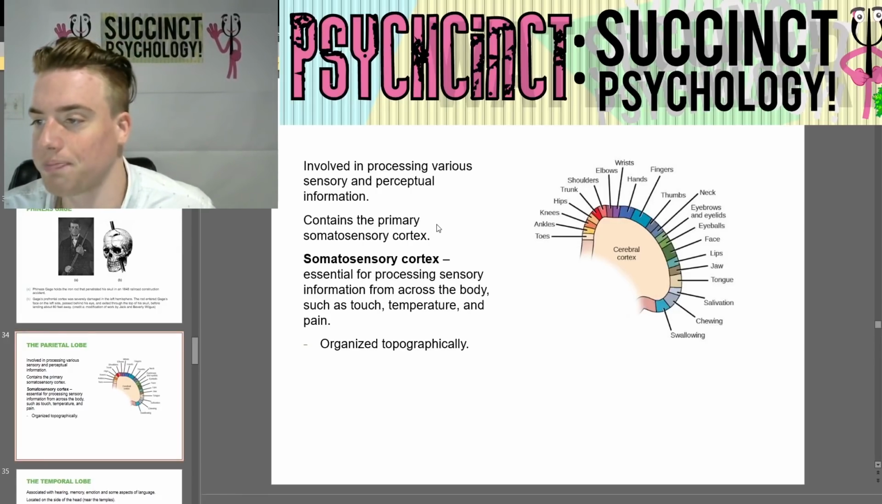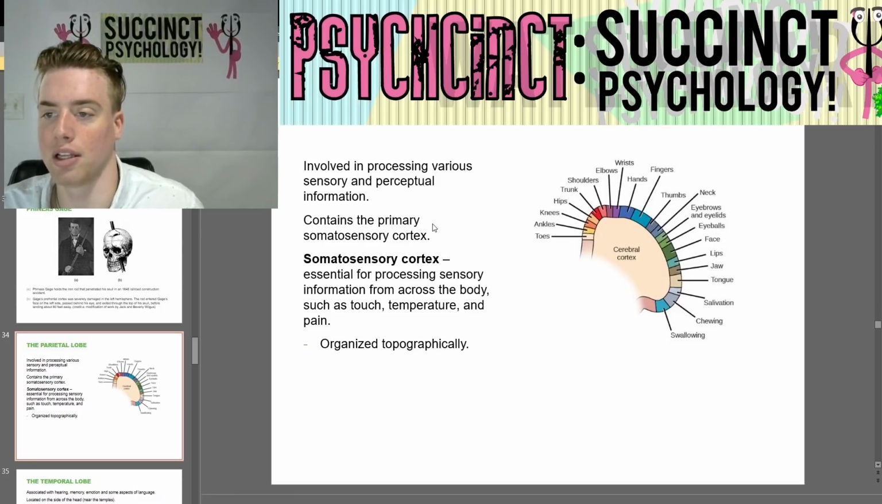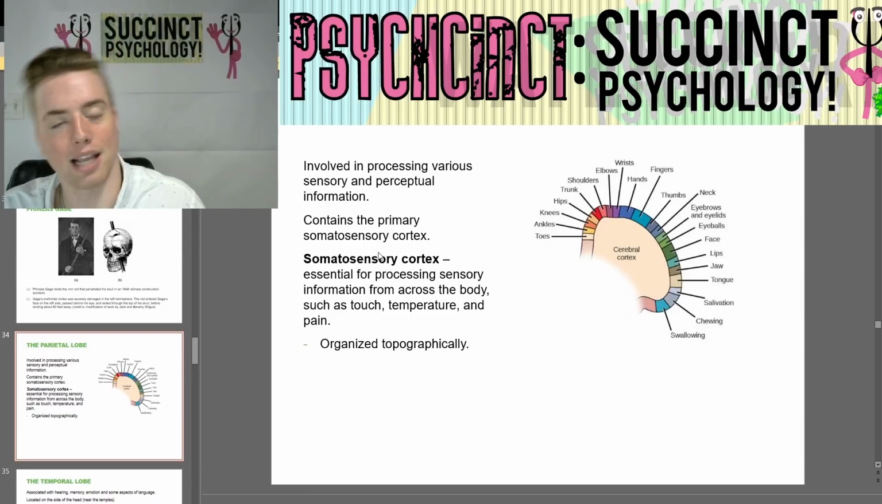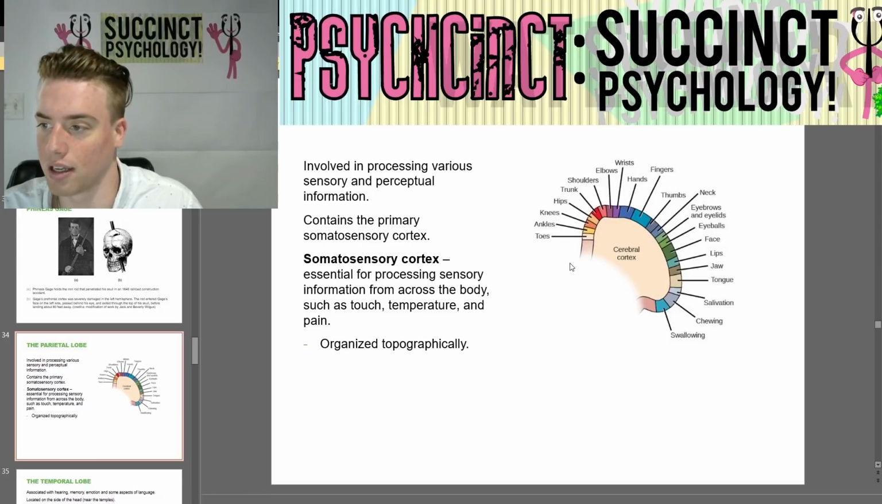So, continuing on, we have the parietal lobe. It is involved in processing various sensory and perceptual information. It contains the primary somatosensory cortex. Now the somatosensory cortex is essential for processing sensory information from across the body, such as touch, temperature, and pain, and it is organized topographically. So here we have a nice little visual of the cerebral cortex and just going through all the different parts of your body.